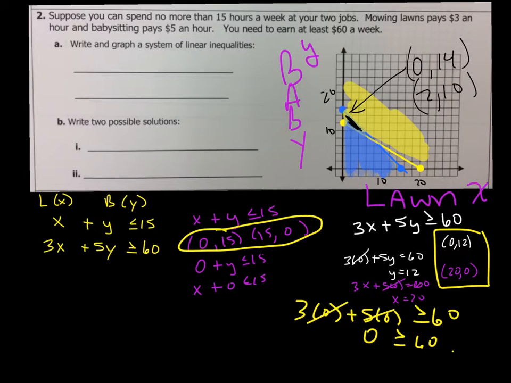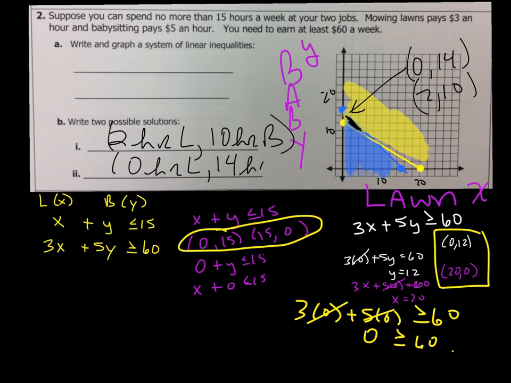That means I should have 2 hours of lawn work and 10 hours of babysitting. And then I can also do 0 hours of lawn work and 14 hours of babysitting in order to accomplish both goals, working no more than 15 hours a week and earning more than $60.